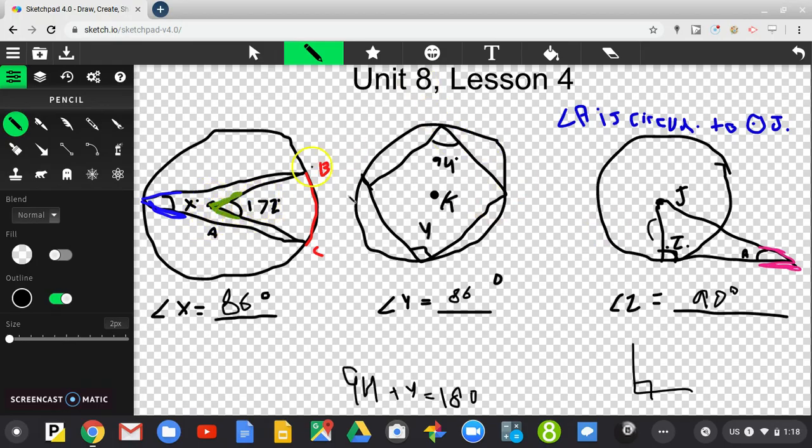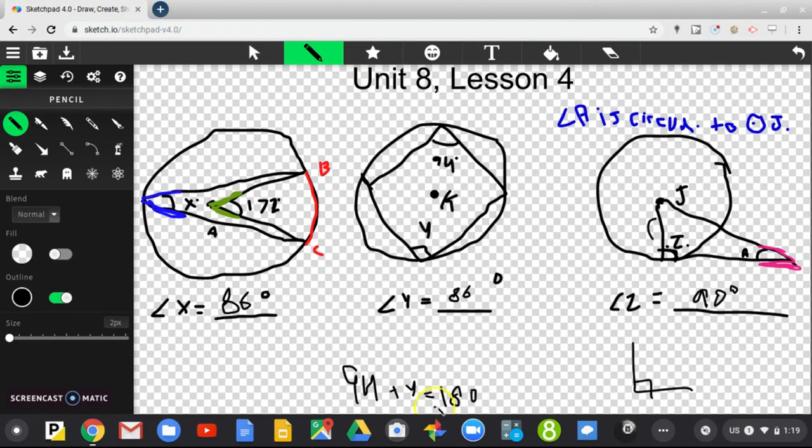And then the other rule is that the opposite angles in a quadrilateral within a circle, well, it doesn't necessarily have to be within a circle, but they are supplementary, which means they add up to 180. And then the other one is that if there are 2 tangent lines, then they are perpendicular to the radii within a circle.